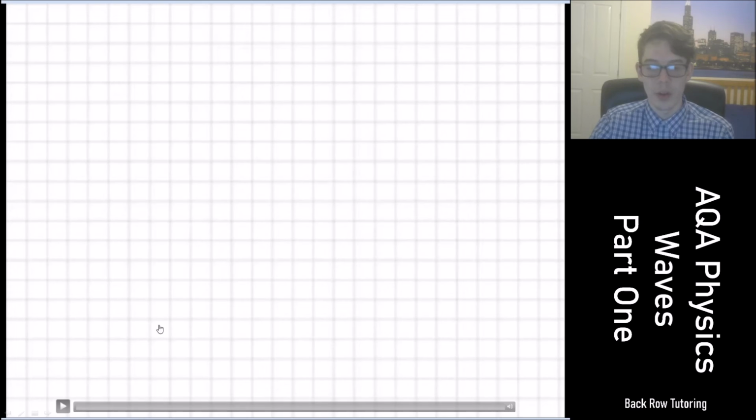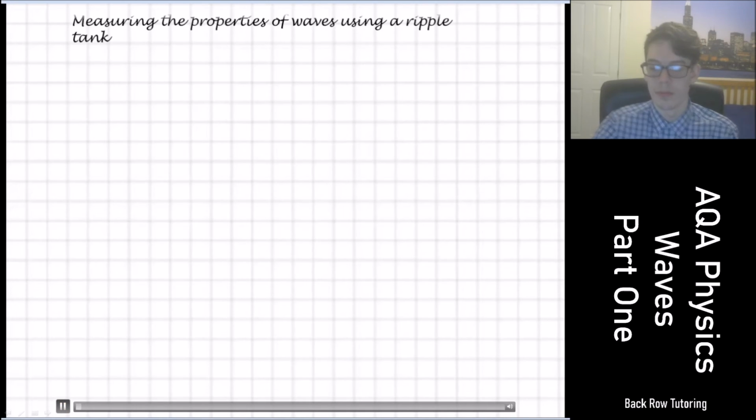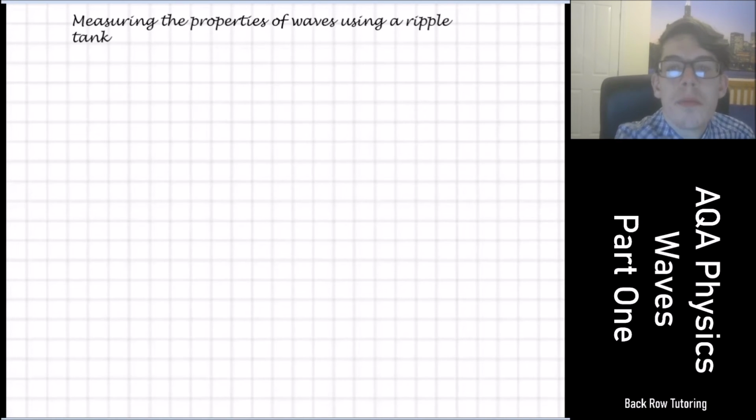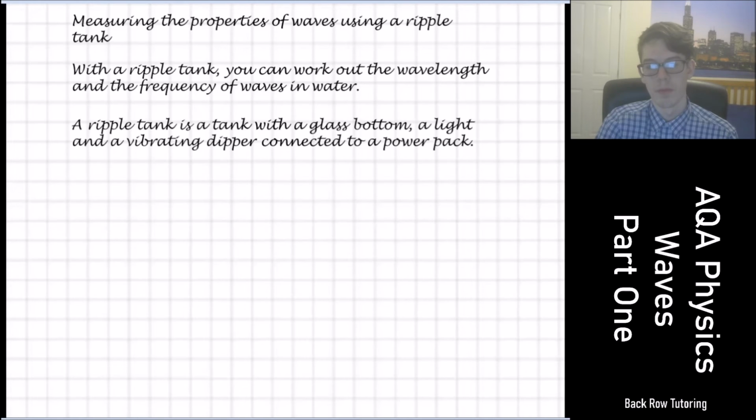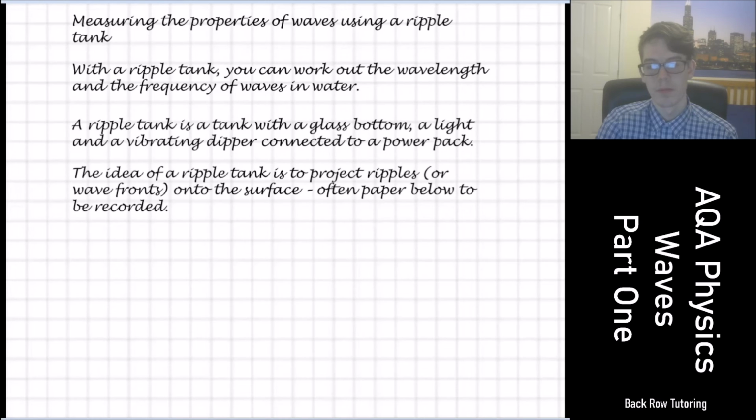Now we're going to watch a small video. Hello there. We're going to be measuring the properties of waves using a ripple tank. With a ripple tank, you can work out the wavelength and frequency of waves in water. A ripple tank is a tank with a glass bottom, a light, and a vibrating dipper connected to a power pack. The idea of a ripple tank is to project ripples or wave fronts onto the surface, often paper, below to be recorded.